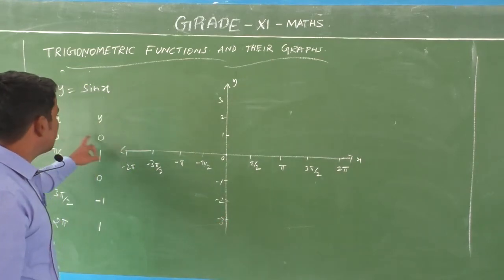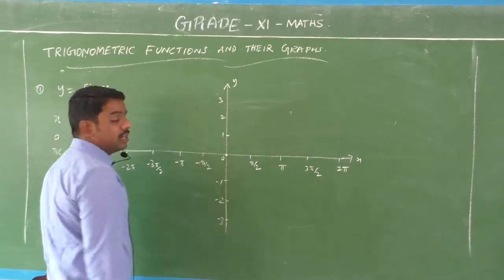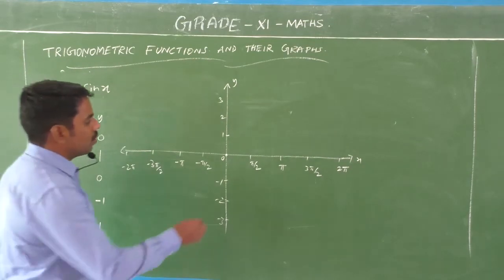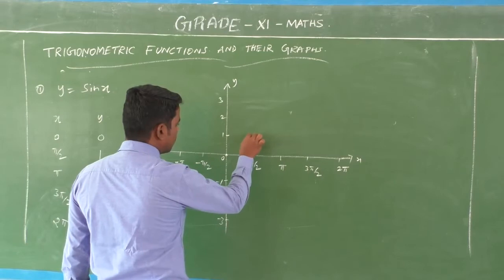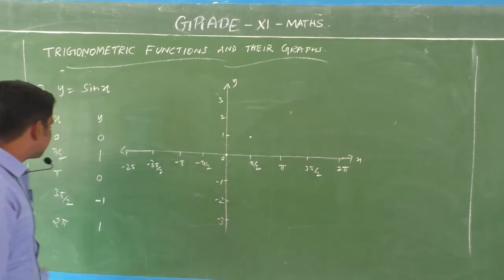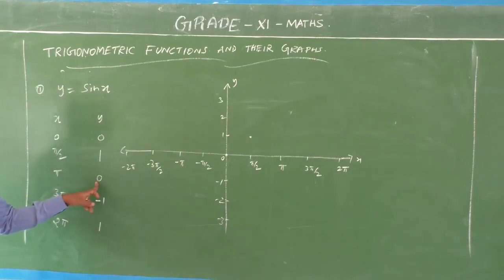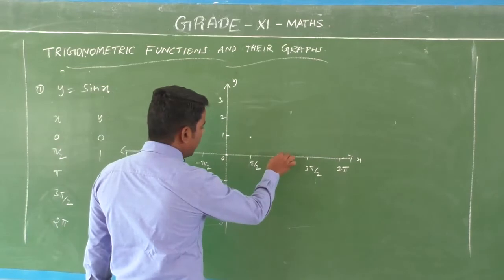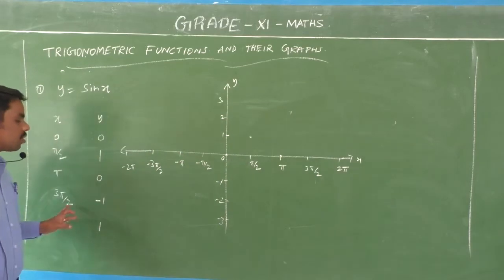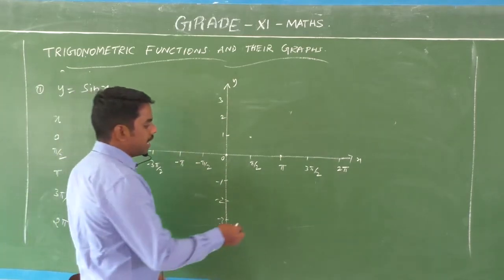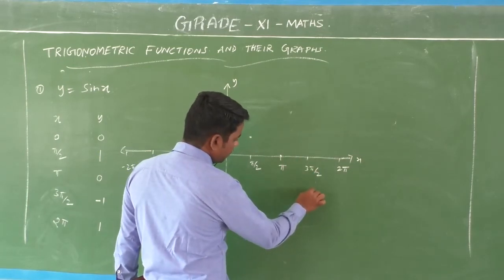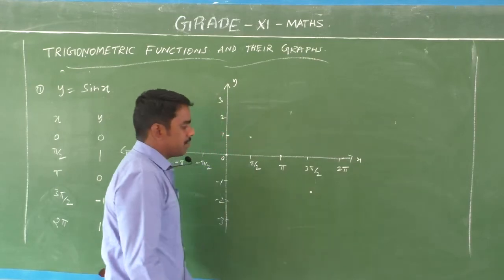We have x equal to 0 and y equal to 0, so the first point is 0 comma 0. The second is pi by 2 comma 1, where x is pi by 2 and y is 1. Next, pi comma 0. Next, 3 pi by 2 comma minus 1, where x is 3 pi by 2 and y is minus 1.